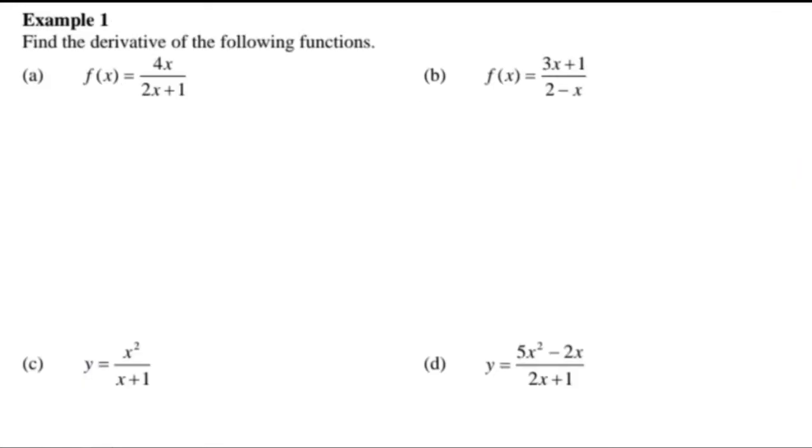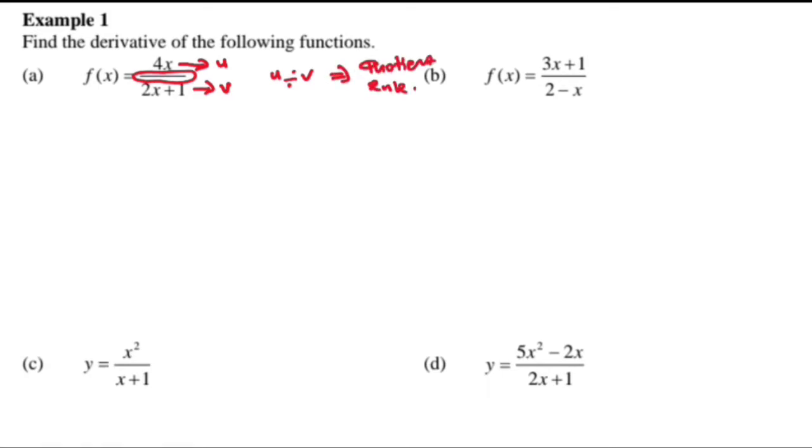Example 1a. Find the derivative of the following functions. Remember, we can only use quotient rule if the two functions are divided by each other. So on top, we always let it be u, and at the denominator, we always let it be v. And the operation for this function is division. So when you divide u with v, this means we have to use quotient rule.